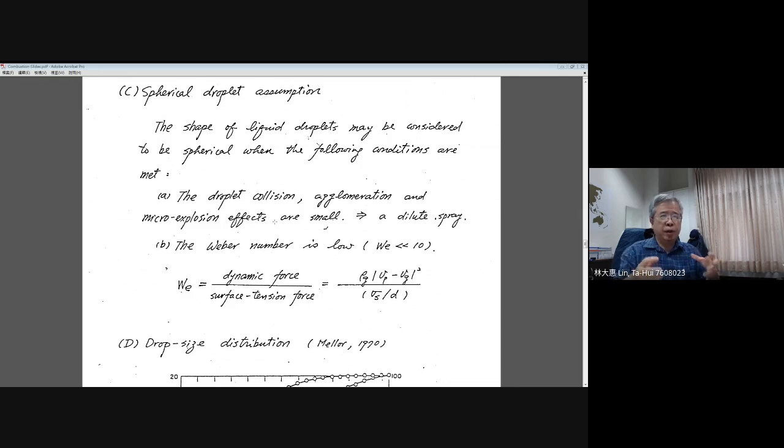But when you move closer to the tip of the injector, the dilute spray assumption is not a good one, because there is just a small cone volume, a small spray field, but in that region you have so many liquid droplets that they almost occupy the whole region of the spray. In that region, you cannot say it is a dilute spray. It should be a dense spray. The thinking will be different.